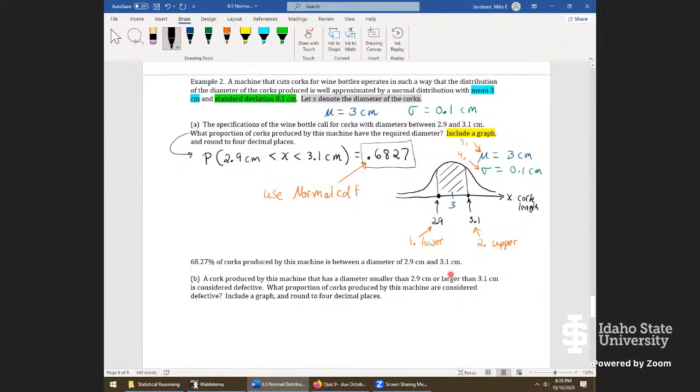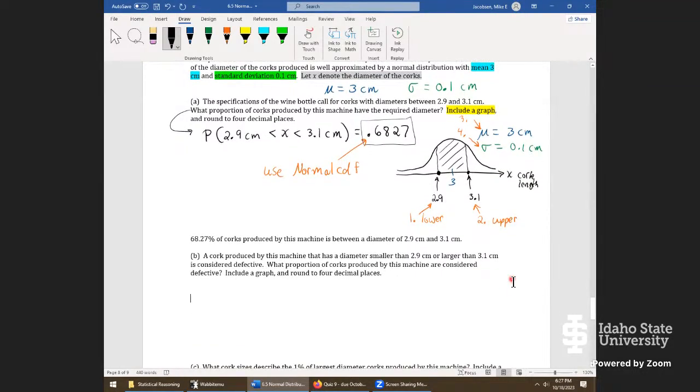Other questions so far? Awesome. Well, let's try this out again. Part B says, a cork produced by this machine that has a diameter smaller than 2.9 centimeters or larger than 3.1 centimeters is considered defective. You can imagine how devastating that would be. If your cork is too small, the wine is just going to leak out. Too big, it's probably going to leak out worse. It's never going to fit. And we want to know what proportion of corks produced by this machine are considered defective, and we'll include a graph to get that answer.